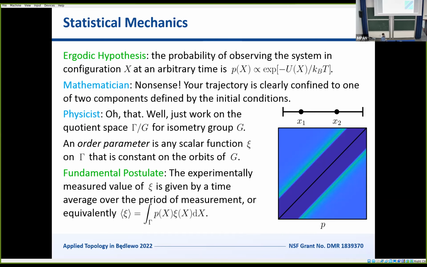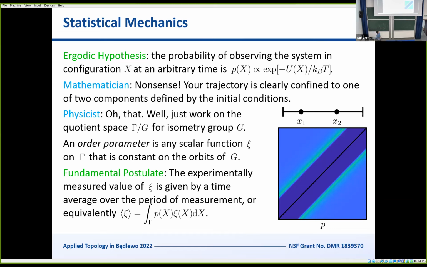The time average property: if I look at the value of xi along my trajectory, and I take the time average, I will get out an identical number if I take this average, this expectation value, over my entire configuration space. That is the fundamental postulate. It's axiomatic.